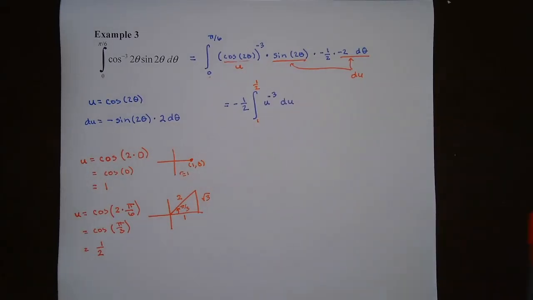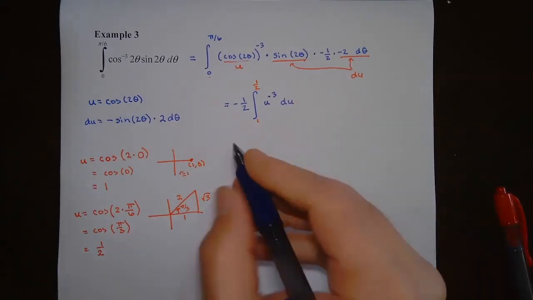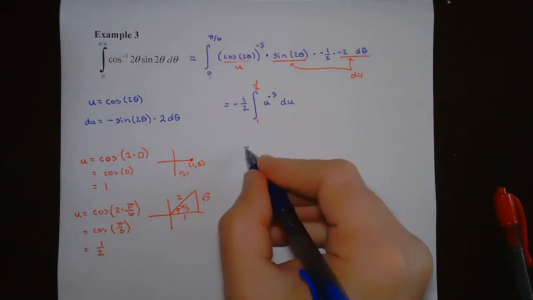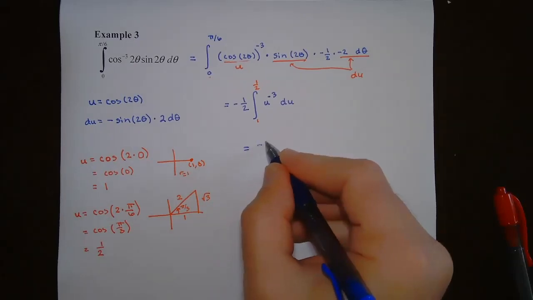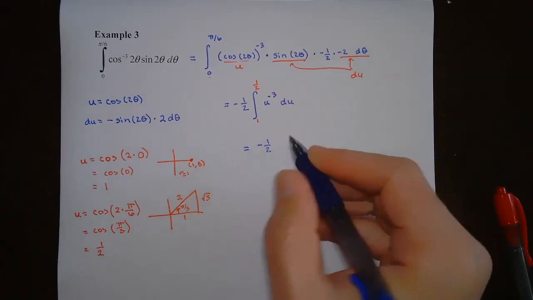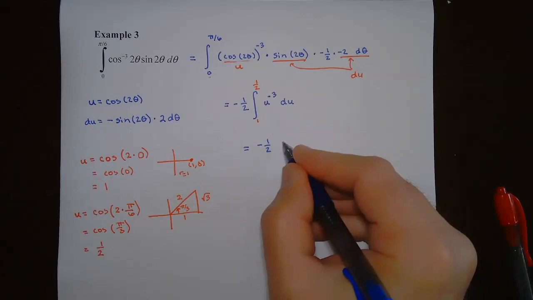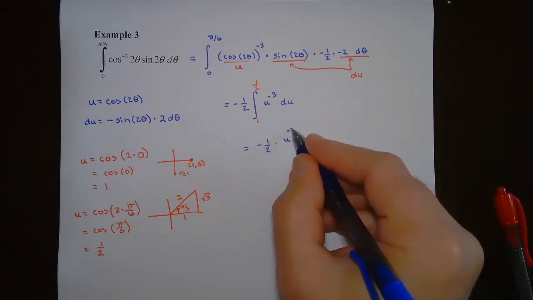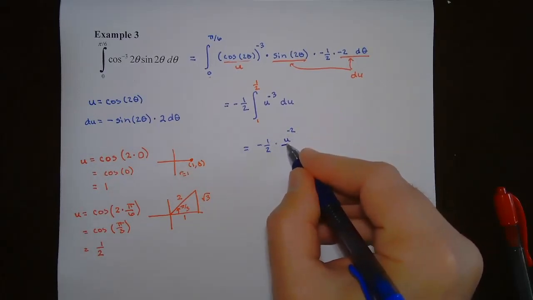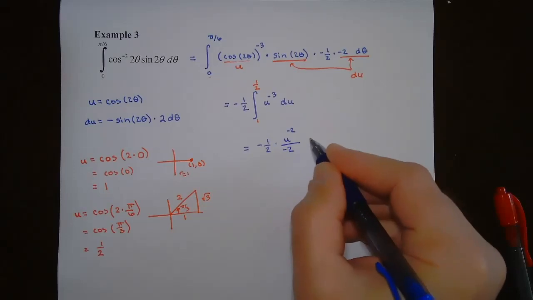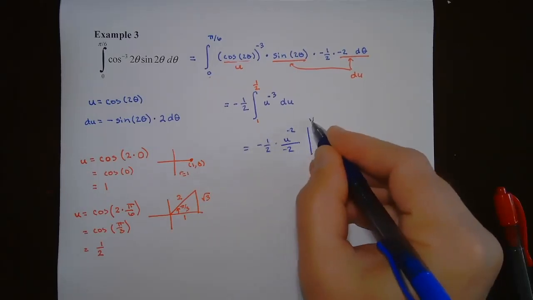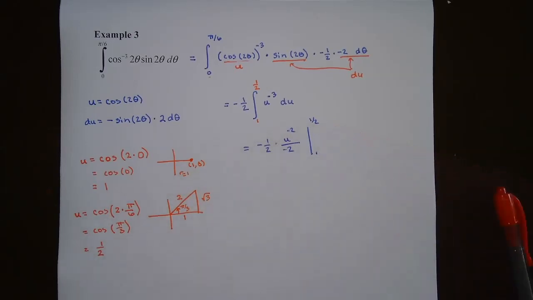okay? All right, so then next, let's start doing the antiderivative of this, okay? So this is equivalent to negative 1/2. And I'm going to add 1 to this power, right? So times u to the, adding 1 to negative 3 makes it negative 2. And then I'm going to divide by that new power of negative 2. And I want to evaluate this from 1 to 1/2, okay?